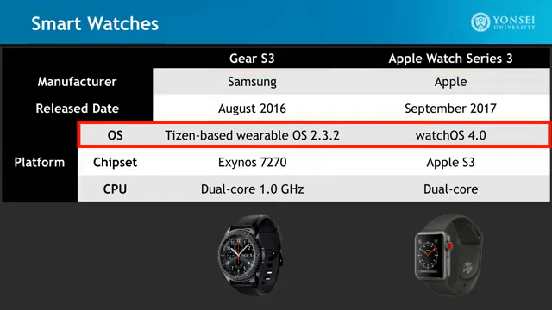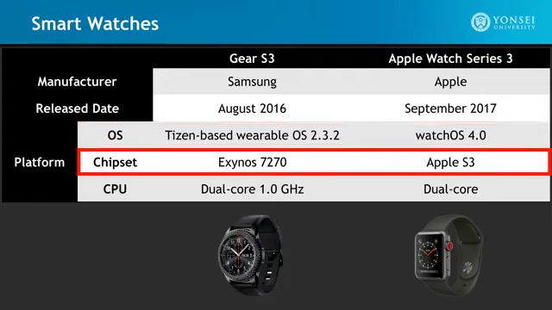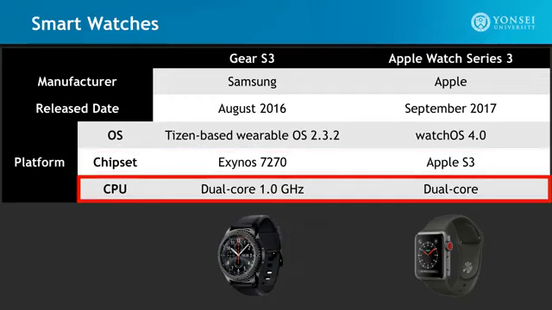The platform, first we look into the operating system. Gear S3 is a Tizen-based wearable OS 2.3.2, and for the Apple Watch Series 3, it's watchOS 4.0 from Apple. The chipset for Gear S3 is an Exynos 7270, and for the Apple Watch Series 3, it's an Apple S3. For the CPU, for Gear S3, it is a dual-core 1.0 GHz module, and for the Apple Watch Series 3, it is a dual-core CPU as well.